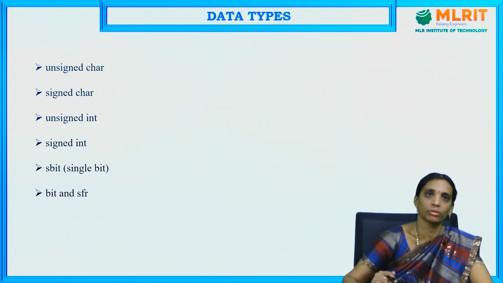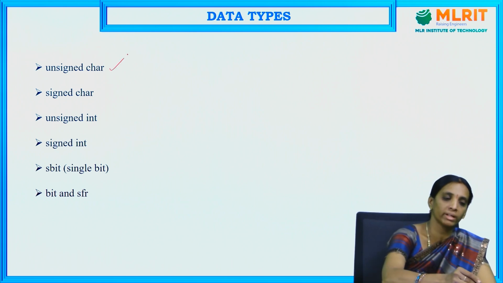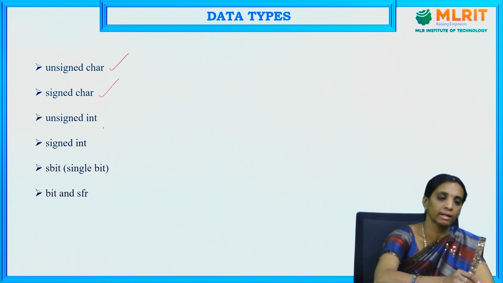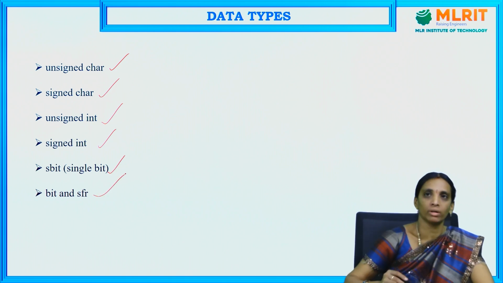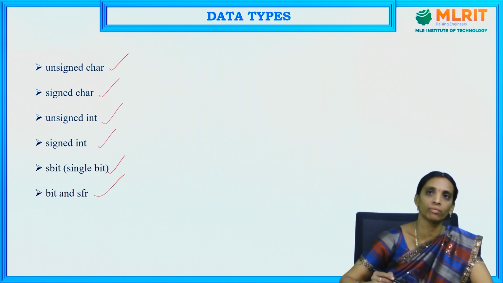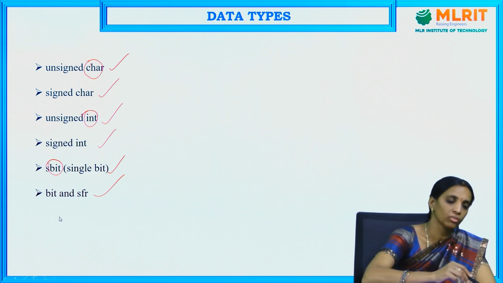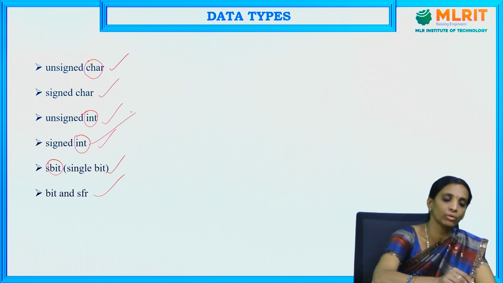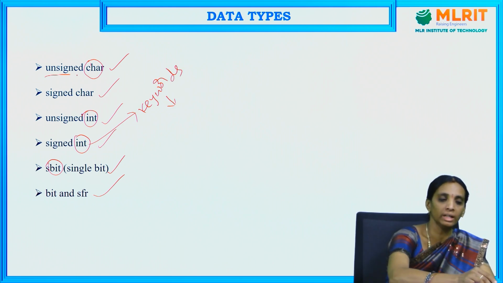Next, data types. There are different data types available in the embedded C language. The first ones are unsigned char, signed char, unsigned int, signed int, sbit, bit and SFR. These are the data types defined for embedded C language. Here, if you observe, char, int, bit are all keywords, as we have just seen, and to define the range of that keyword, we use the data type.